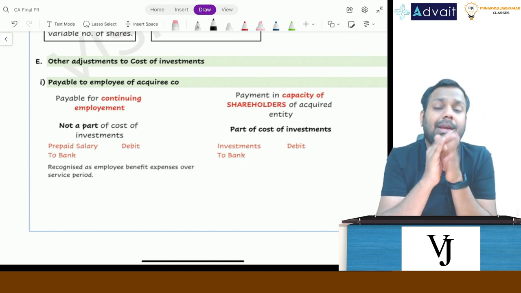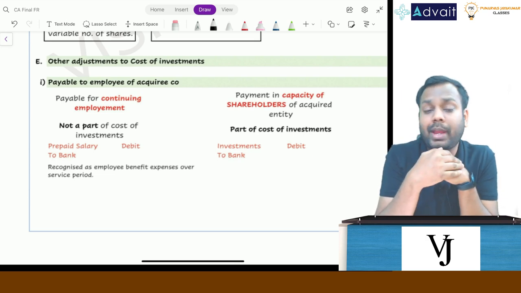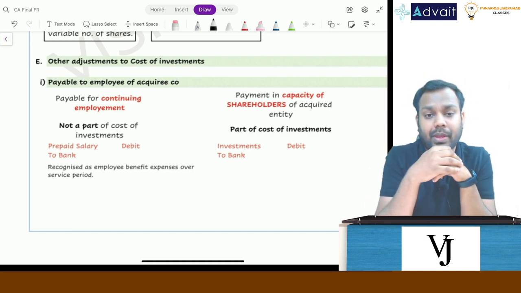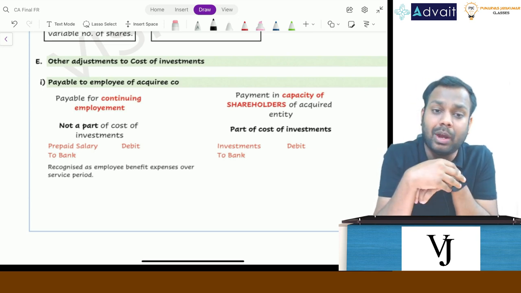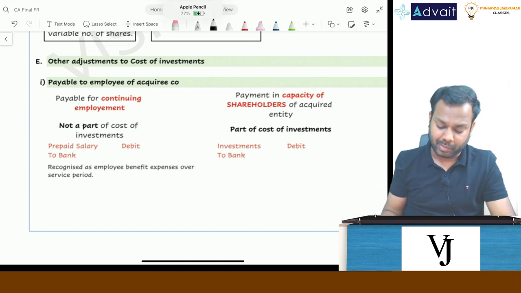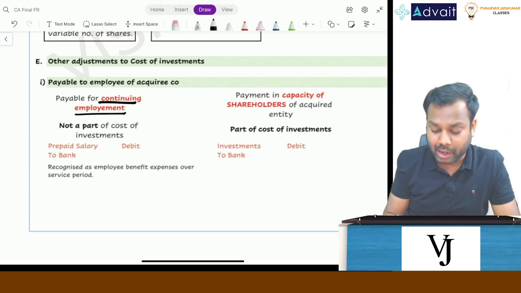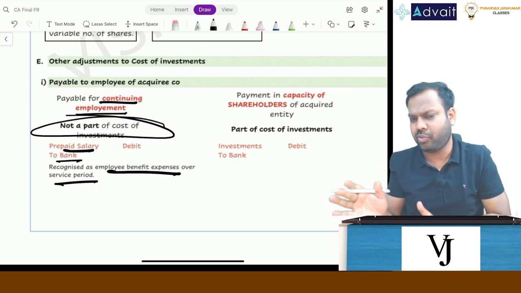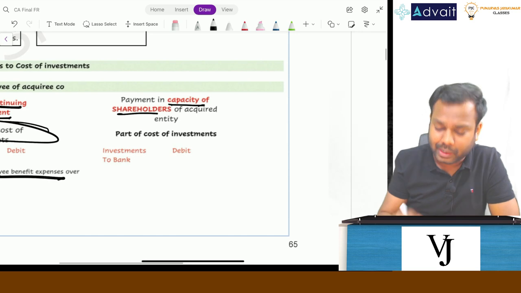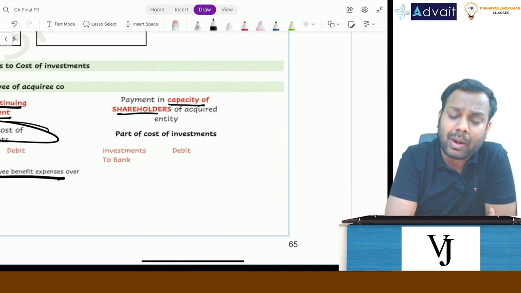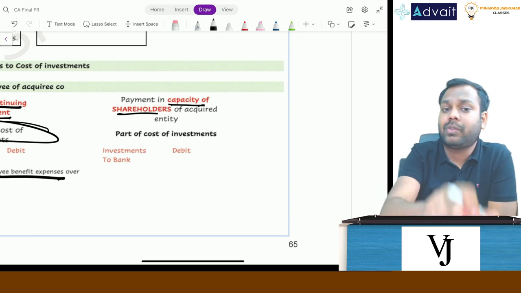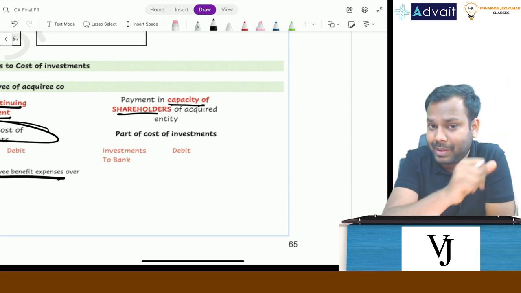The answer is, if the amount is paid for continuing employment, it does not form part of business purchase consideration, and it doesn't form part of investments. It is not a part of the cost of investments. Hence, you have to treat it as prepaid salary and recognize it in the P&L as employee benefit expense over the service period. But if it is paid in the capacity of shareholder, let's suppose the same Tata gives an amount to the founder of Big Basket because he owned 15% of Big Basket, to acquire that 15%, then that amount will form part of purchase consideration. I hope that makes sense to all of you.